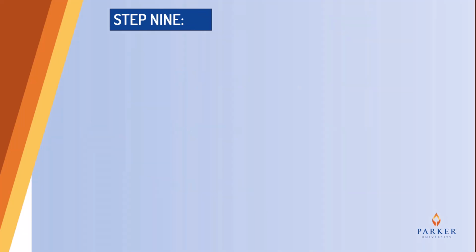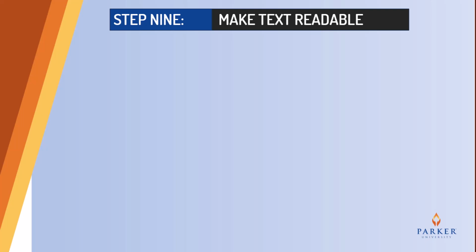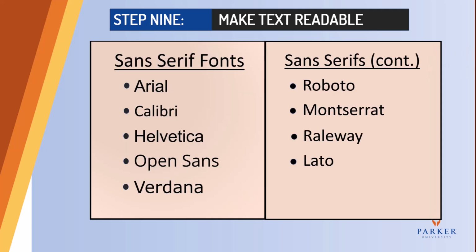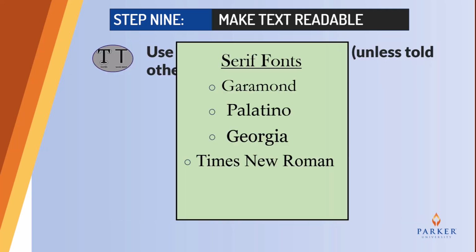Step 9. Make text readable. Today, sans serif fonts are used for body text. Sans serif fonts are smooth fonts such as Arial, Calibri, Helvetica, Open Sans, and Verdana. More modern sans serif fonts include Roboto, Montserrat, Raleway, or Lato. In most modern presentations, the use of serif fonts, those like Garamond, Palatino, Georgia, are usually limited to titles and headings.